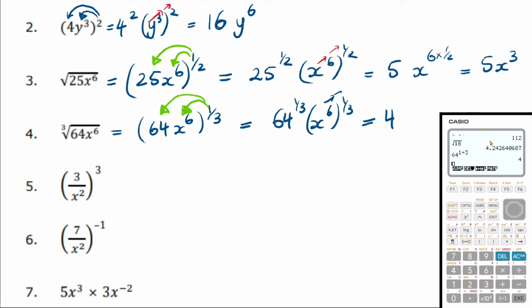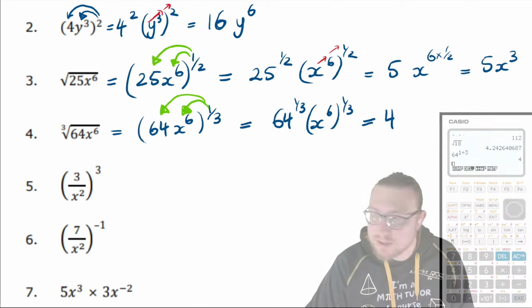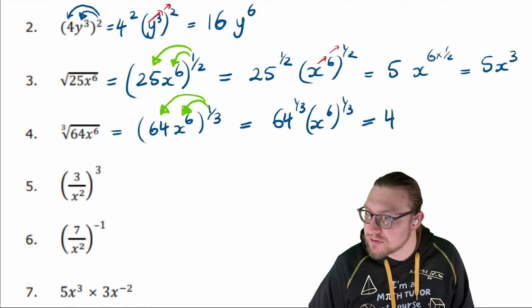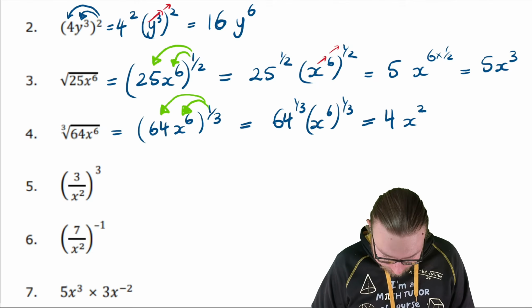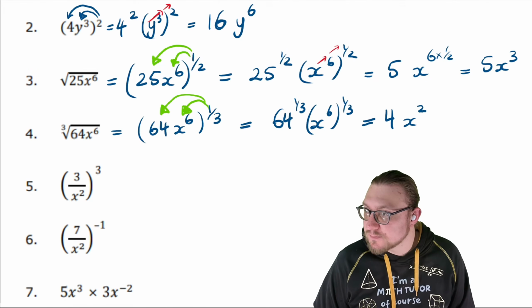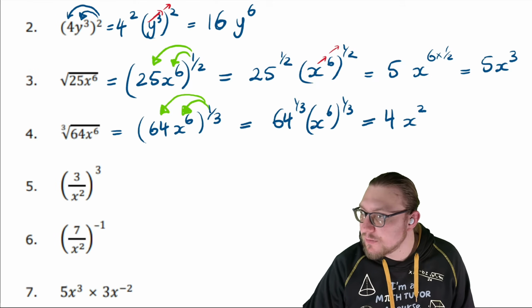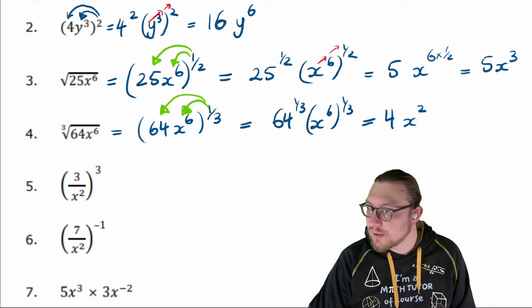What do we have here? 6 to the power of a third. So that means we multiply our exponents. So 6 times a third is 2. So we're going to get x squared. There we go. Wonderful. Okay.